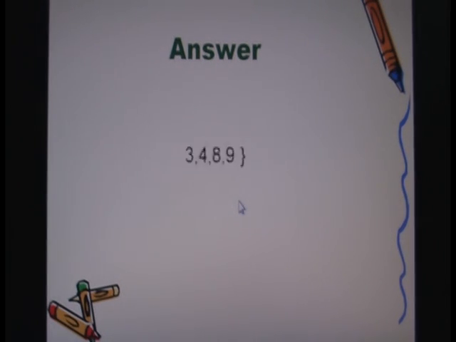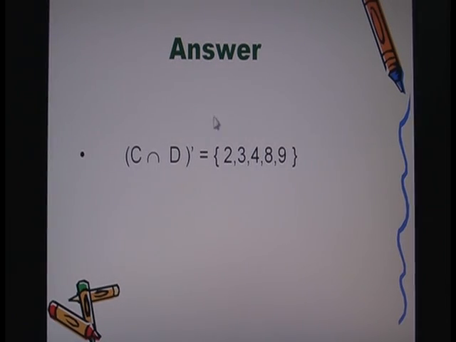Answer: C intersect D complement, so this symbol here is supposed to be what? Complement, is equal to what? 2, 3, 4, 8, 9. If you got this wrong, go back to the example and see where you went wrong. So once again, your answer is C intersect D complement is equal to 2, 3, 4, 8, 9.